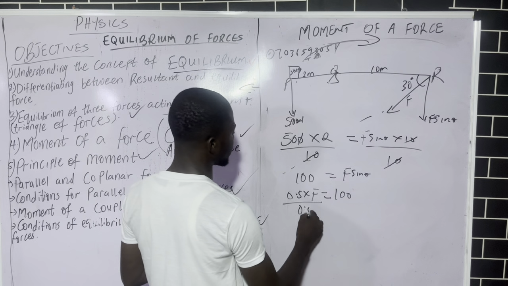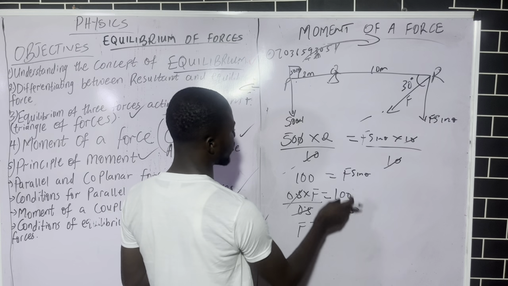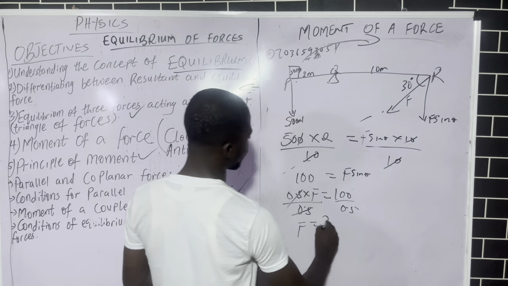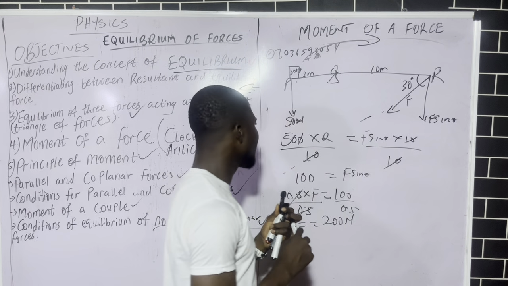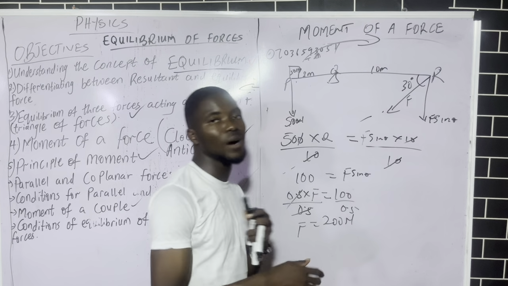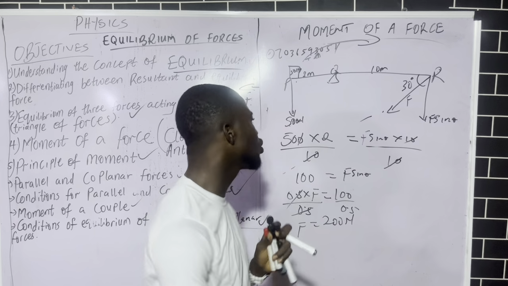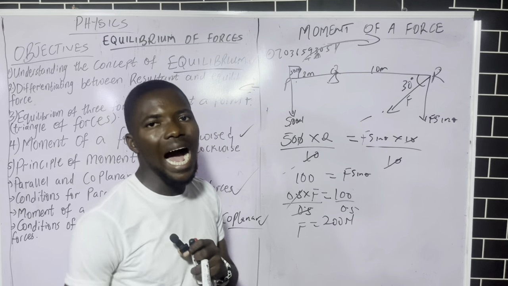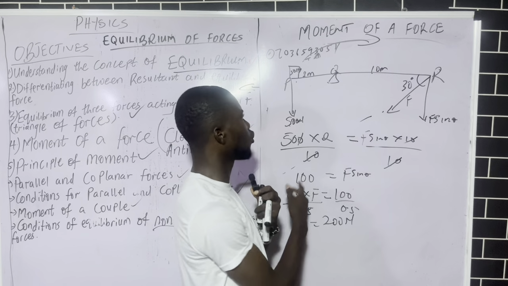Divide both sides by 0.5. 0.5 cancels 0.5. You have F equals 100 divided by 0.5. That's 200. So the answer is 200 Newton. It does not even take me 5 seconds to solve these things if I was the only one. So the stuff is not difficult. Where the issue actually lies is your ability to interpret the question to this point and your ability to follow the conditions. There are conditions for each of all of these things.